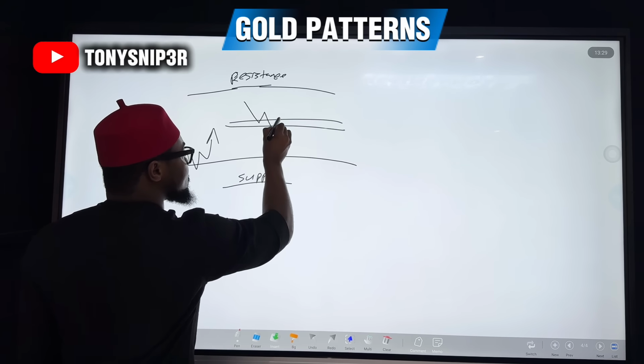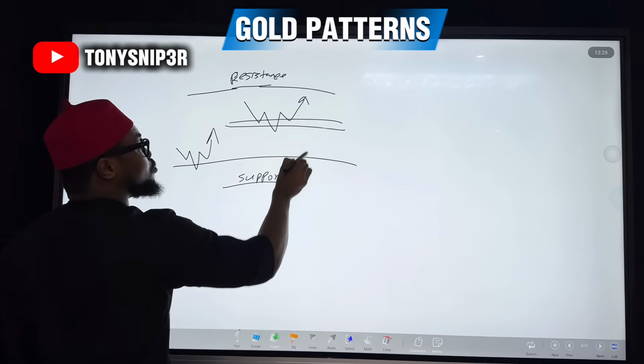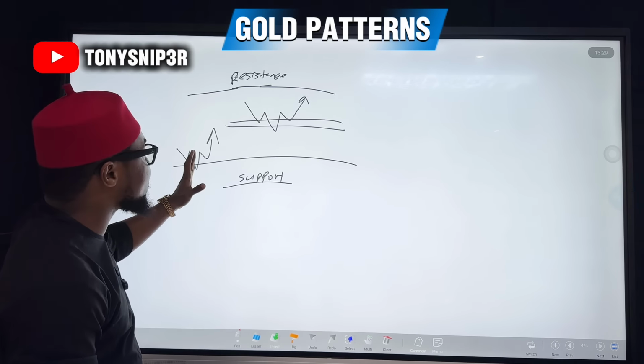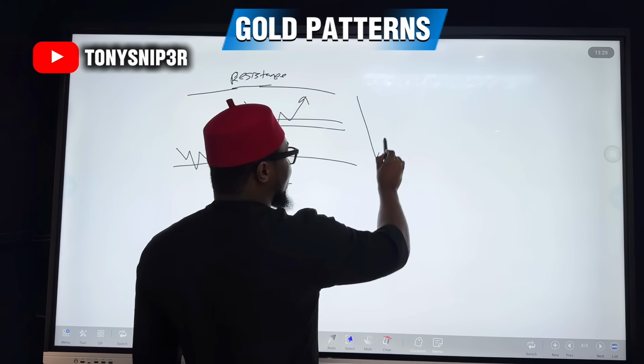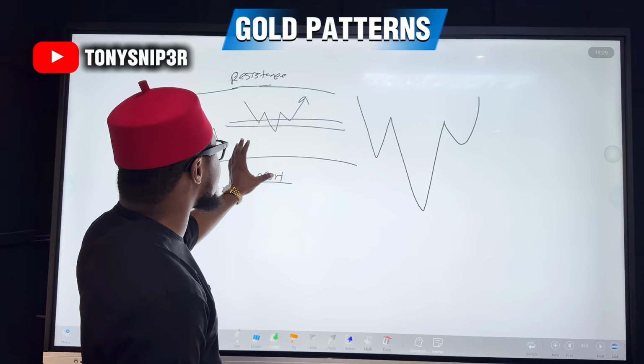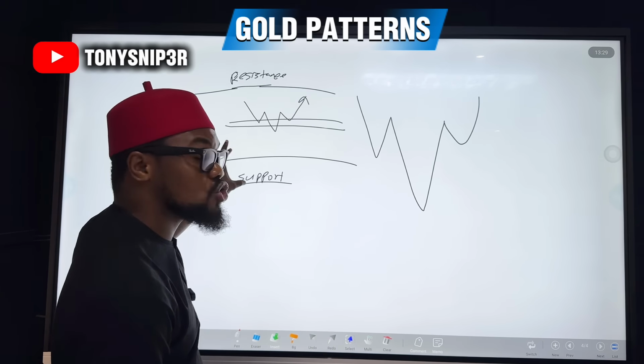Let's say your minor demand is located here. Then you see this. What do? You buy the markets. Always make sure you're using this inverse head and shoulder, which looks like this, whenever the market is what? At a minor demand or at a support level.